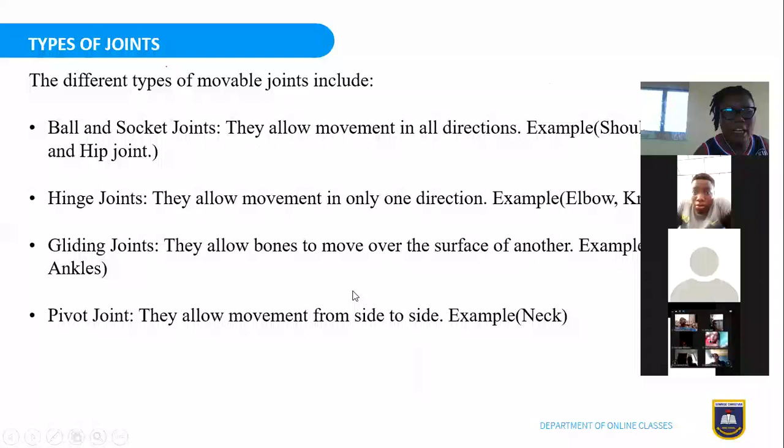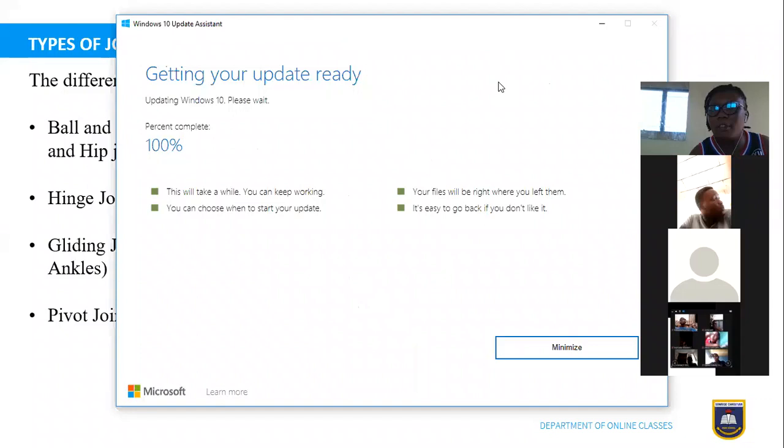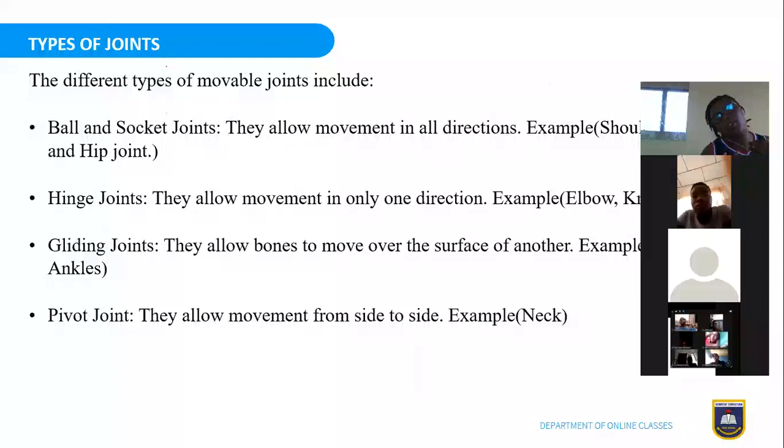And then the last joint we'll talk about is the pivot joint. Pivot joints allow movement from side to side, and a pivot joint is normally found at the neck. That's why you're able to move your neck like this. Remember, we have axis and atlas. The axis and the atlas come together to form a joint called what? Pivot joint. That is why it allows you to move sideways. You do this or you do that.